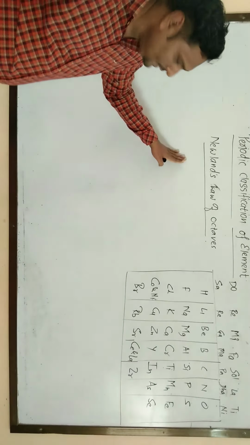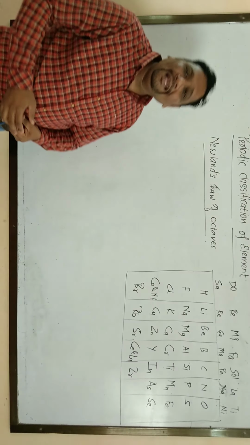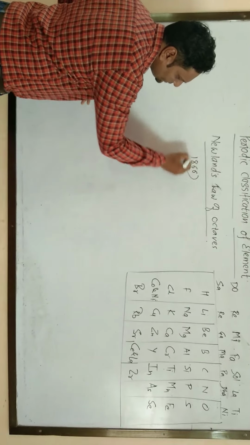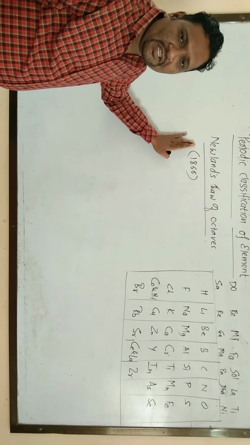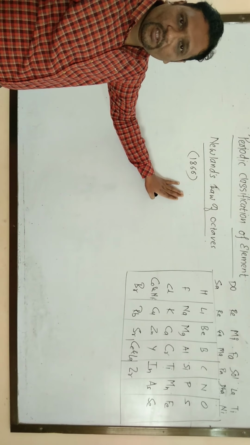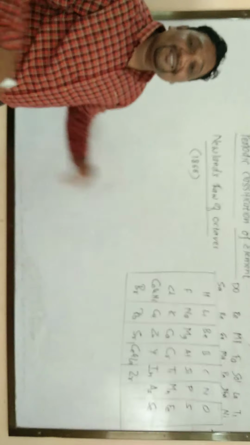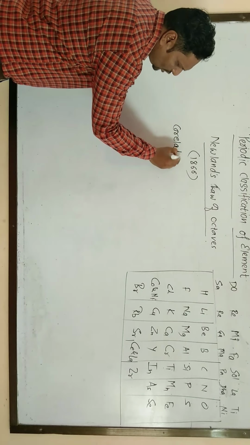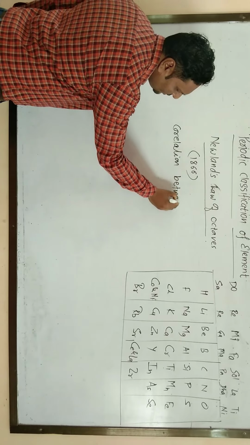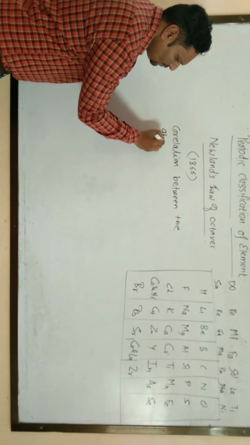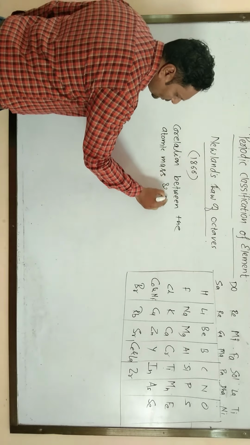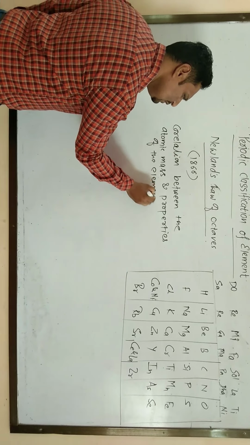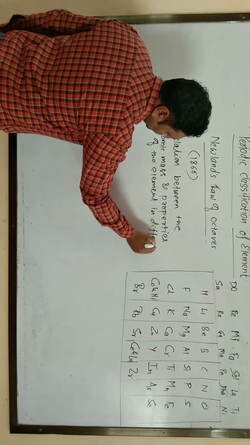John Newlands was an English scientist who put forth the classification system in 1866. He put forth the classification of elements in 1866. He suggests a correlation between the atomic mass and the properties of the elements in a different way.